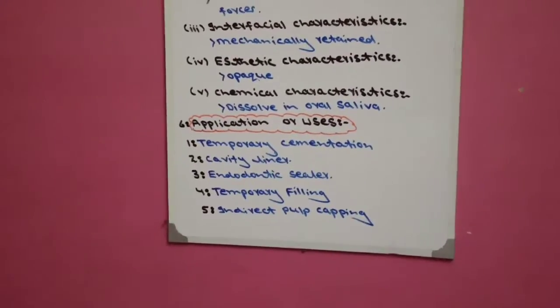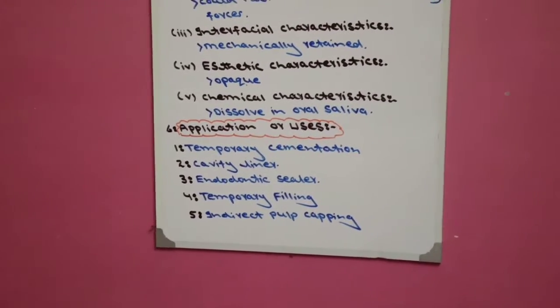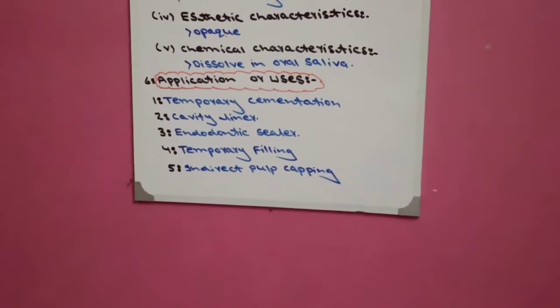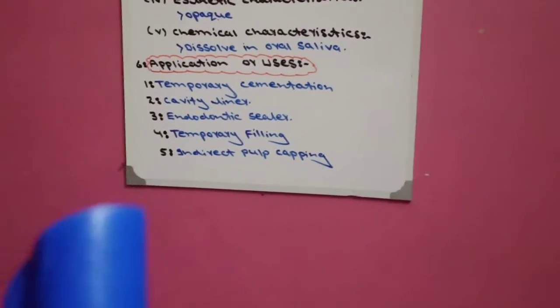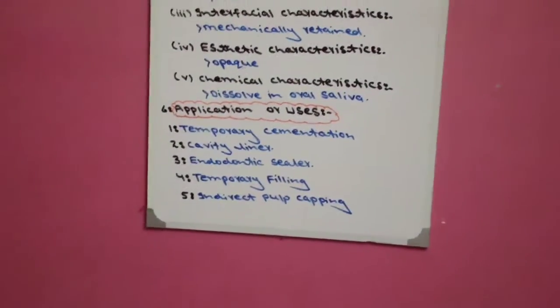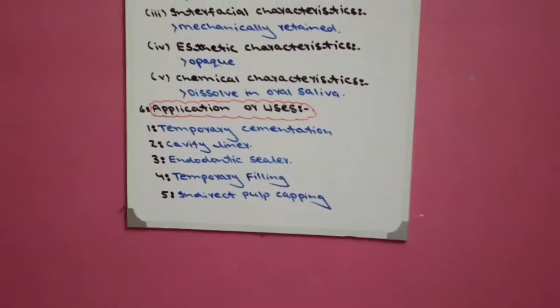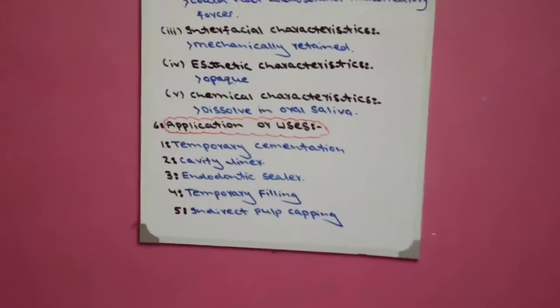Number 2 is a cavity liner to prevent the leaching of filling material toward the pulp. Number 3 is an endodontic sealer, meaning between root canal filling material and root wall, zinc oxide eugenol acts as a sealer. Fourth is as a temporary filling. Fifth is an indirect pulp capping. We already studied in uses of dental cement about direct pulp capping. Now here is indirect pulp capping.